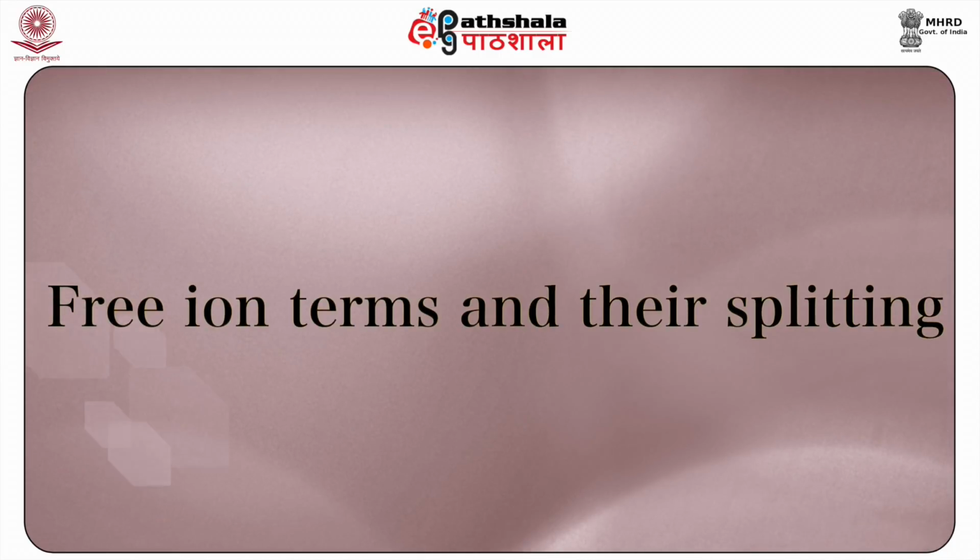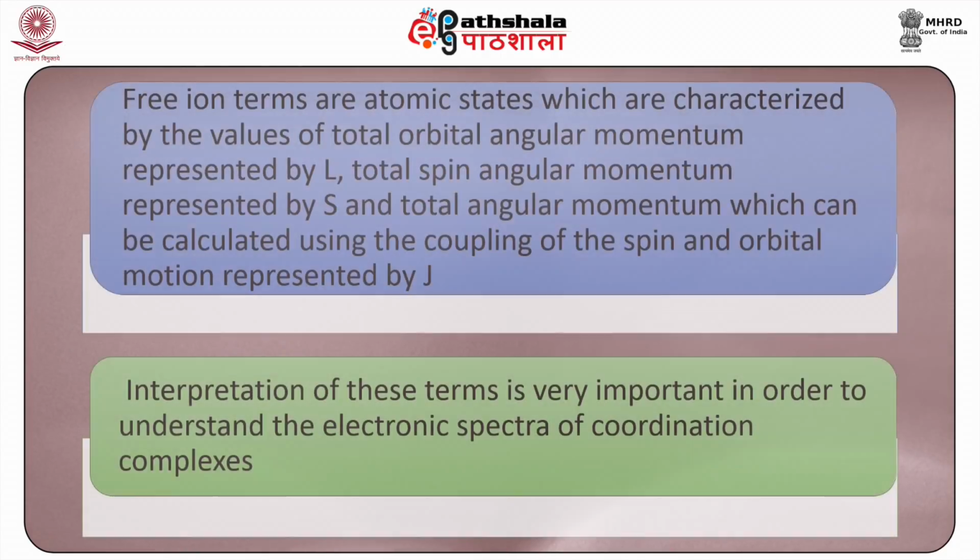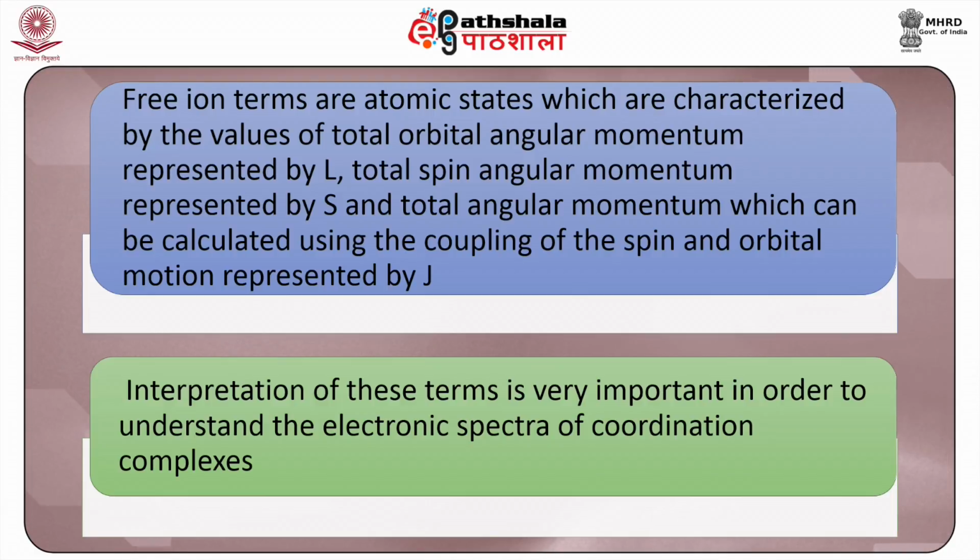Next, we are going to discuss the free ion terms and how their splitting takes place. The free ion terms are atomic states which are characterized by the values of total orbital angular momentum represented by capital L, total spin angular momentum represented by capital S, and total angular momentum, which is calculated using the coupling of the spin and orbital motion represented by capital J. Interpretation of these terms is very important in order to understand the electronic spectra of the coordination complexes.